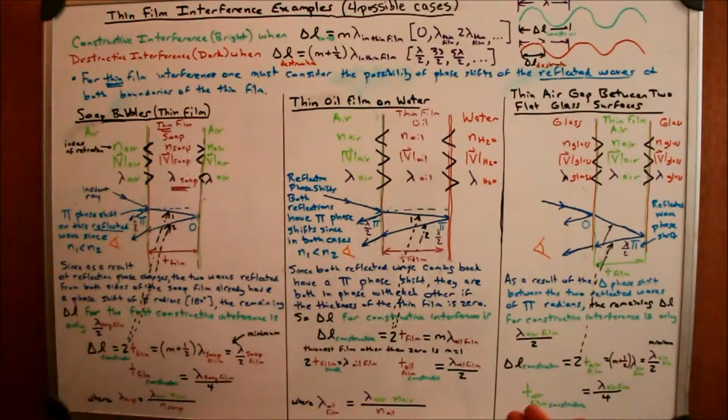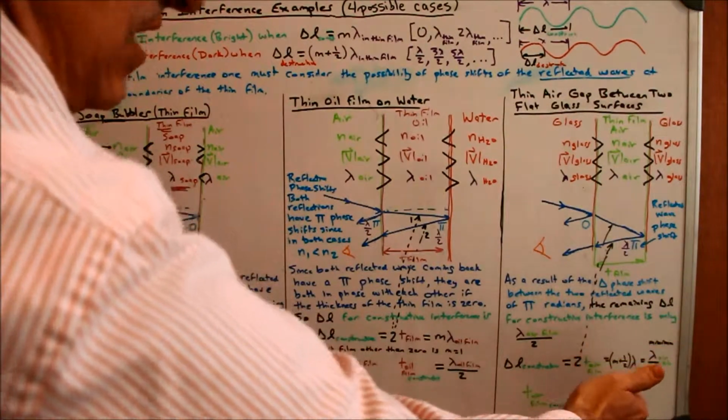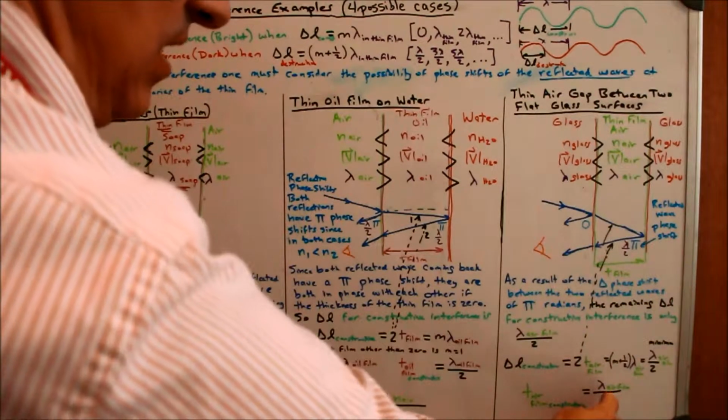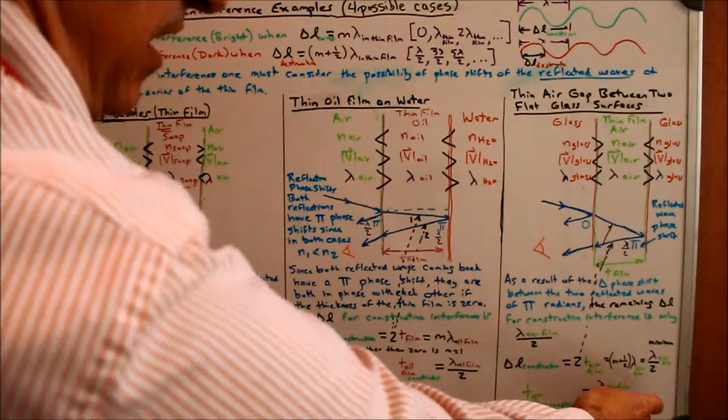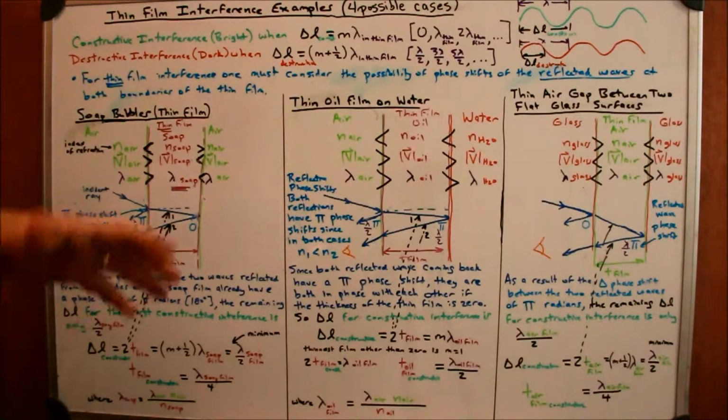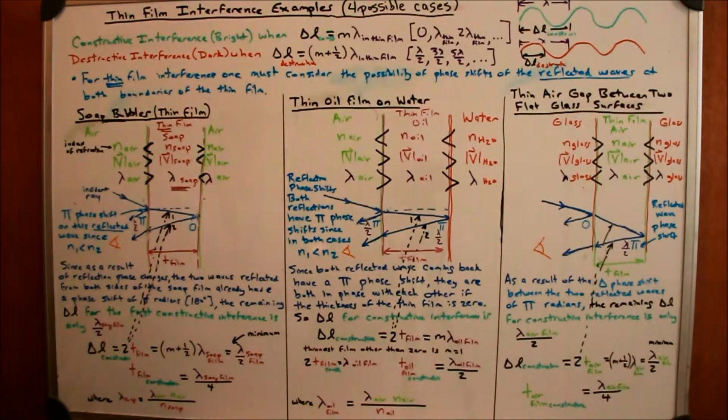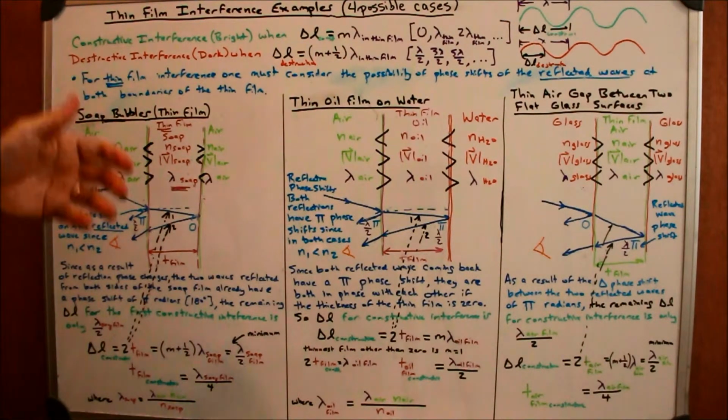And therefore that's constructive. The destructive one would be half a wavelength in air, etc. So these are 4 examples of thin film interference and what you must consider.